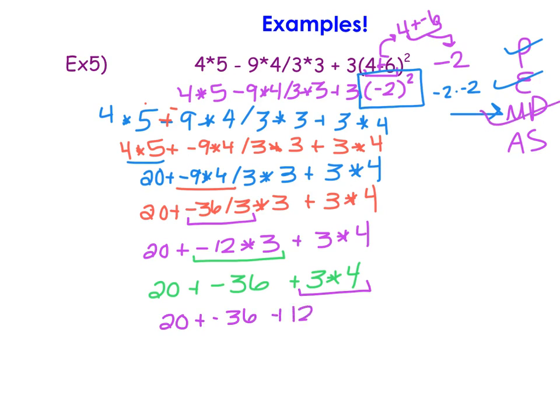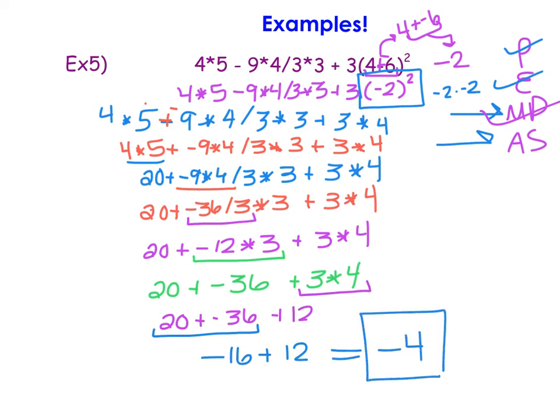So I've now evaluated the multiplication and division step. And then last, I take a look at the addition and subtraction from left to right. 20 plus negative 36 gives me negative 16. Plus 12 leaves me with negative 4.